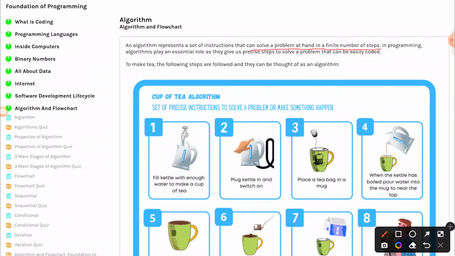Let's take a real life example. We all know how to make tea. Some of us take tea, and in case you do not know, here are pictorial steps to make tea.